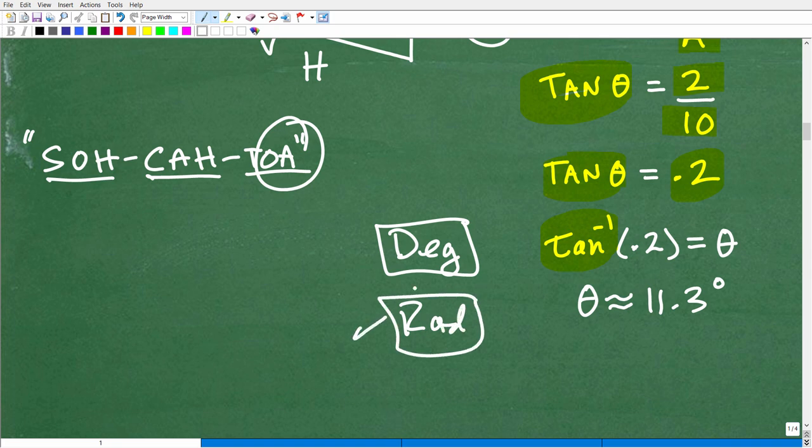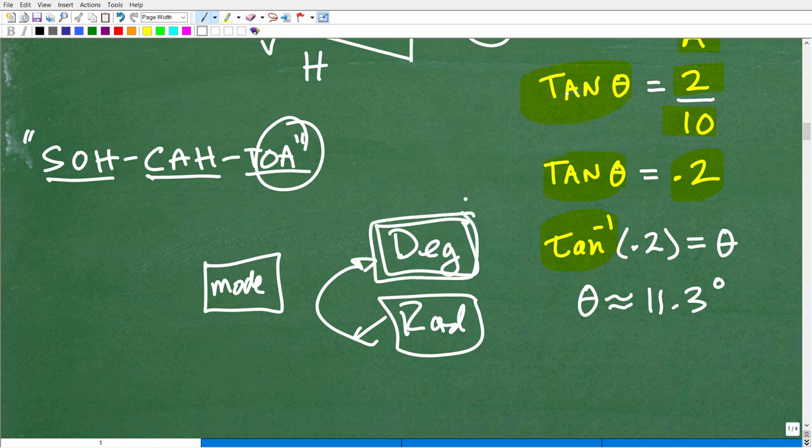But oftentimes what students do, they'll work in radians. There's a mode button on your calculator. You'll work in radians and you'll forget to go back to degrees. You always want to put your calculator back in degrees because that's kind of the default way we like to measure angles.